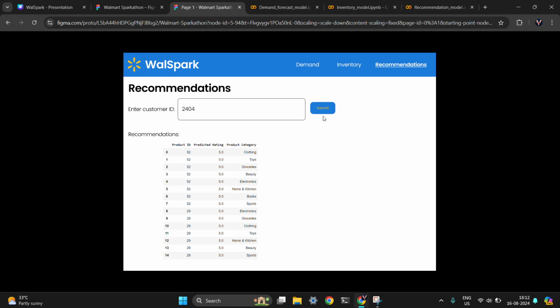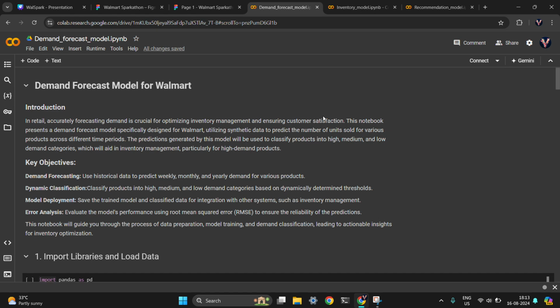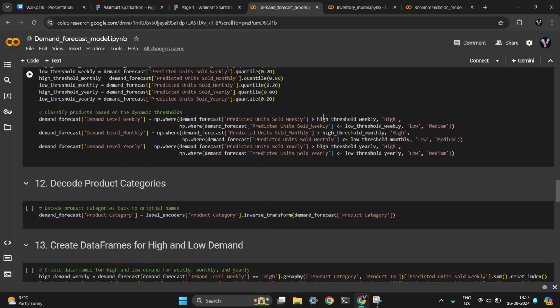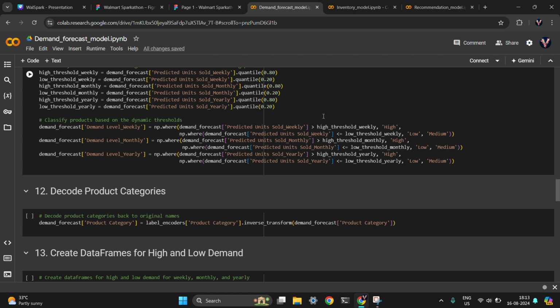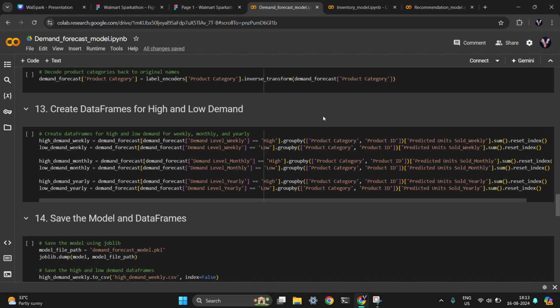Now let's move to the machine learning models. First, the demand forecast model. We have used the random forest algorithm for this model. It dynamically separates the products based on high, moderate, and low demand. This is done for different ranges of time like a week, a month, and a year. For now, the accuracy of this model is 71%.